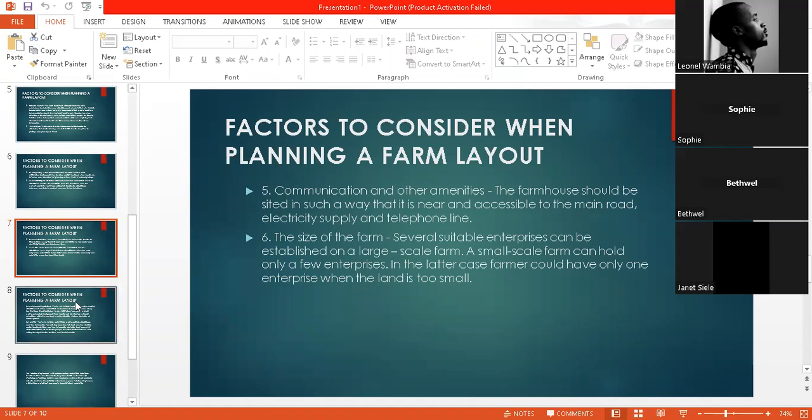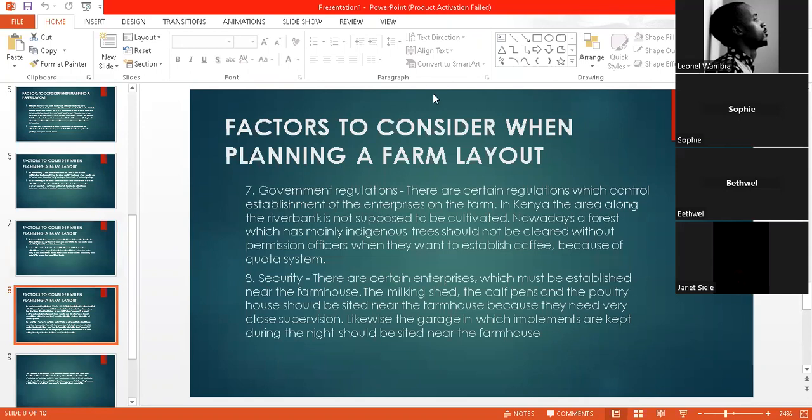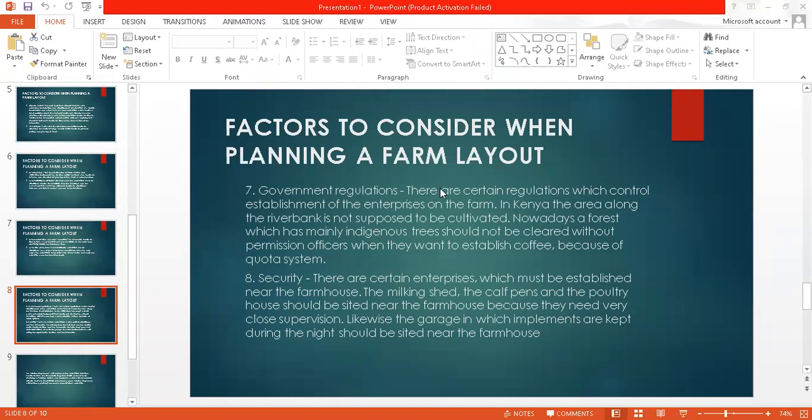Point number 7. Bethwell, if you can hear me, kindly read for us. Point number 7, government regulations. There are certain regulations which control establishment of the enterprises on the farm. In Kenya, the area along the river bank is not supposed to be cultivated. Nowadays, a forest which has mainly indigenous trees should not be cleared without permission from officers when they want to establish coffee because of quota systems.